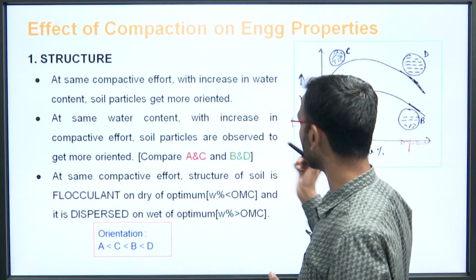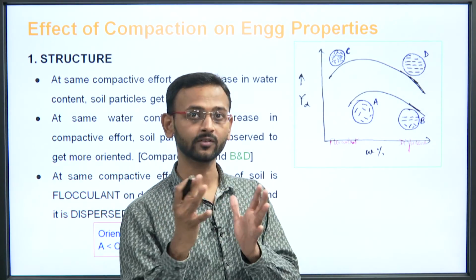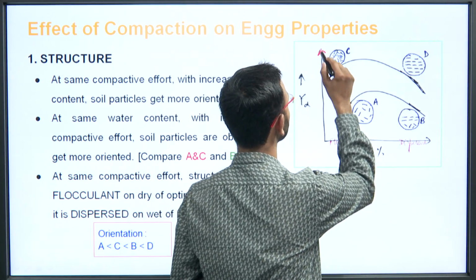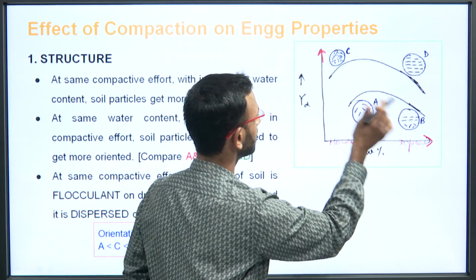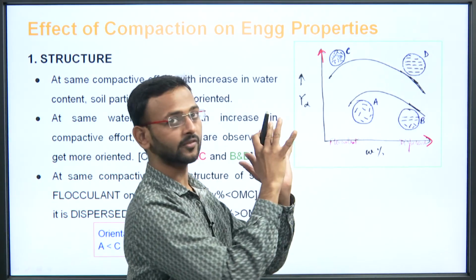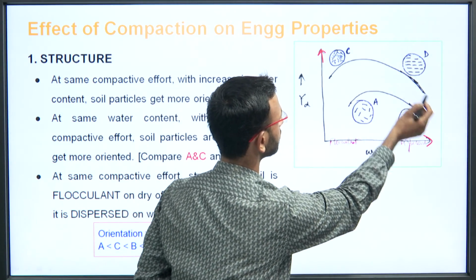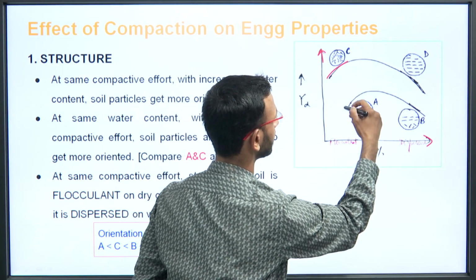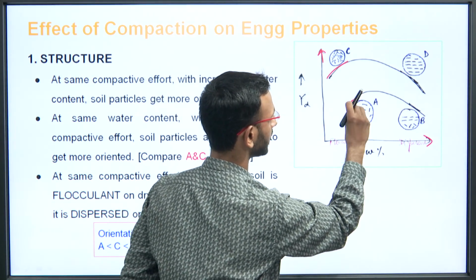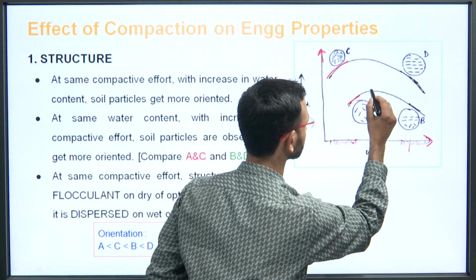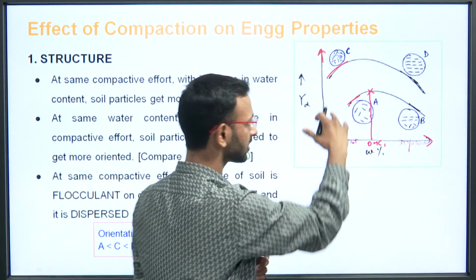See in this figure, the same compactive effort. If this is gamma d and this is the water content, with gamma d on the y axis and water content on the x axis. When we prepared the graph, I told you that this graph is for one type of compactive effort and this graph is for another type of compactive effort. Now if we take this soil, this is the OMC, the optimum moisture content for the first type of curve here.